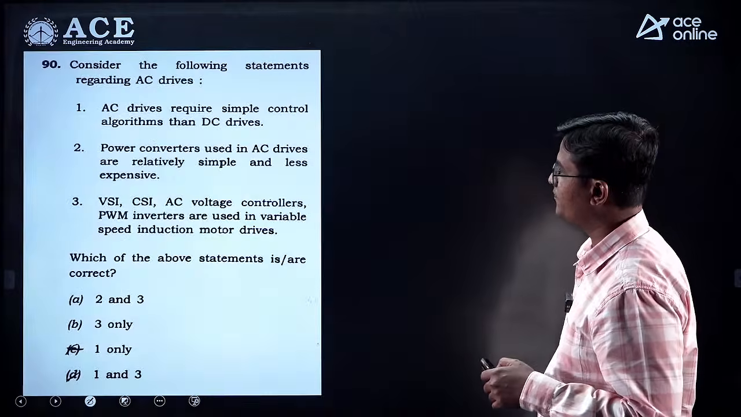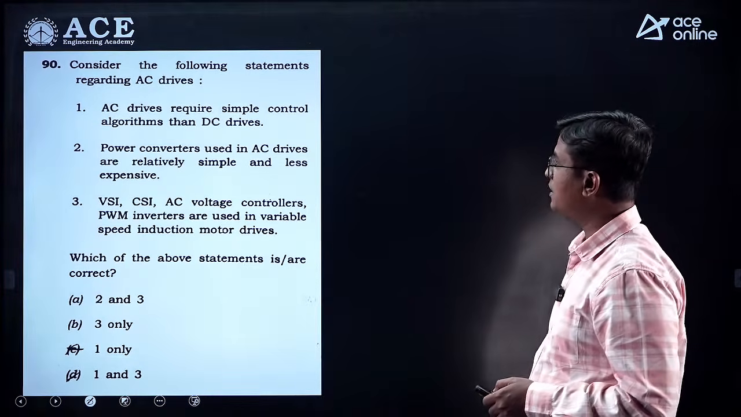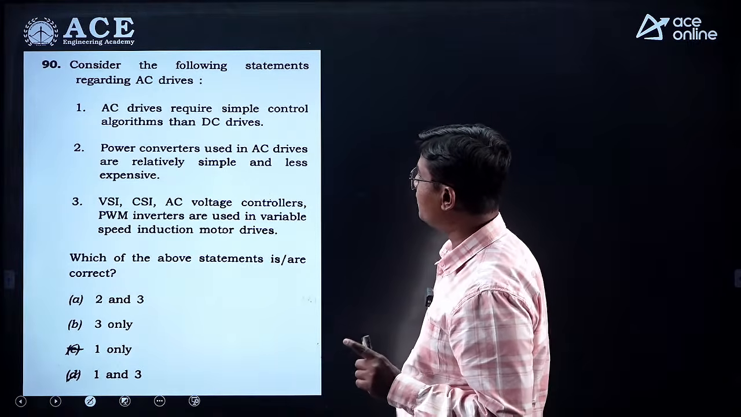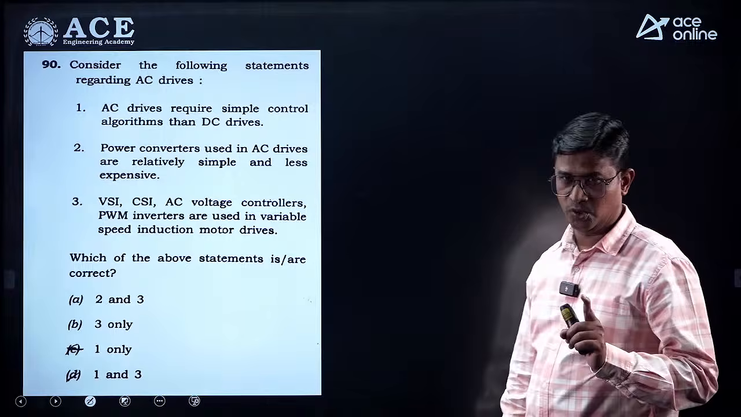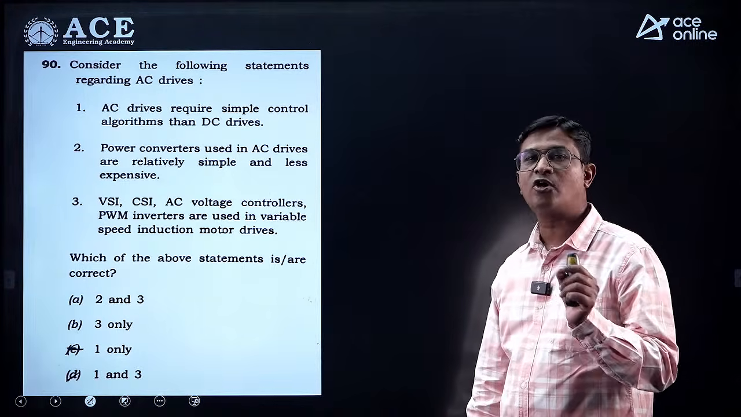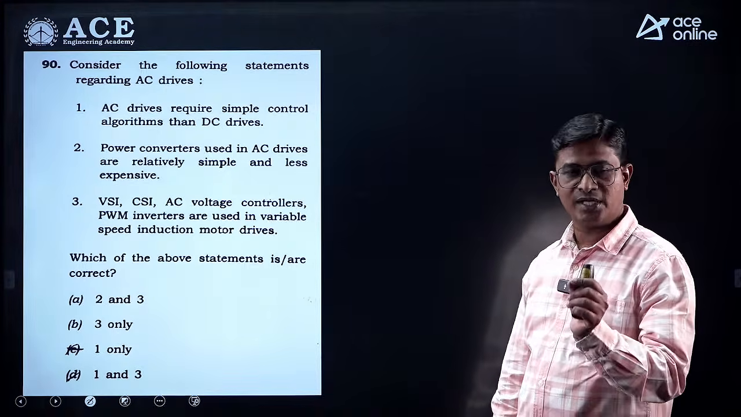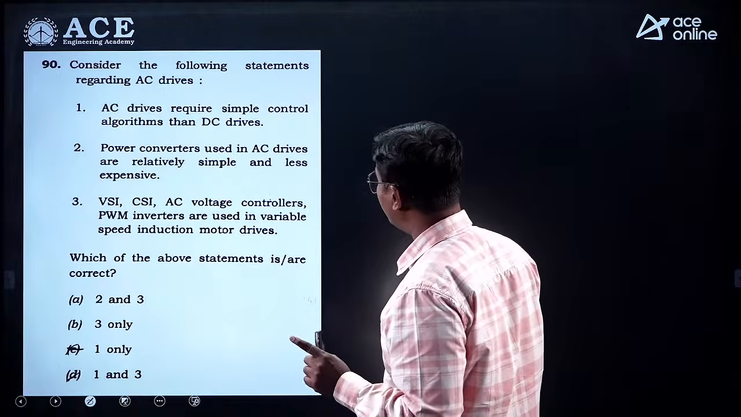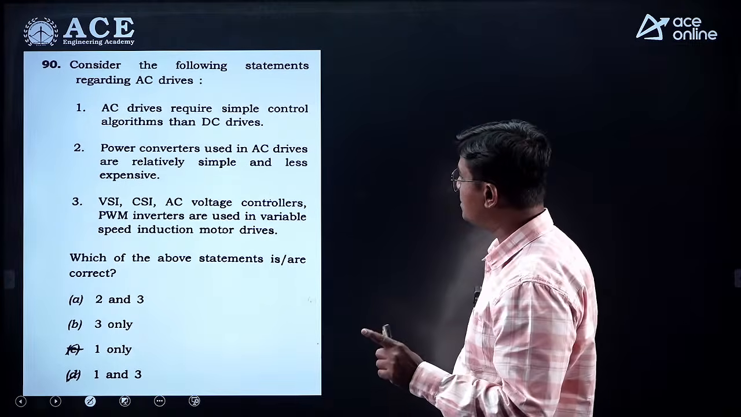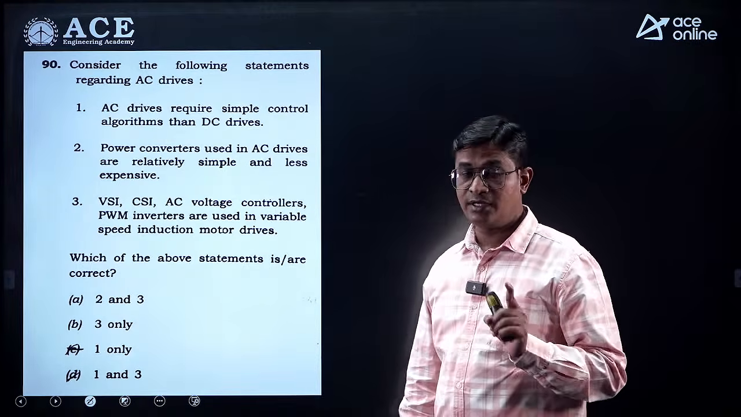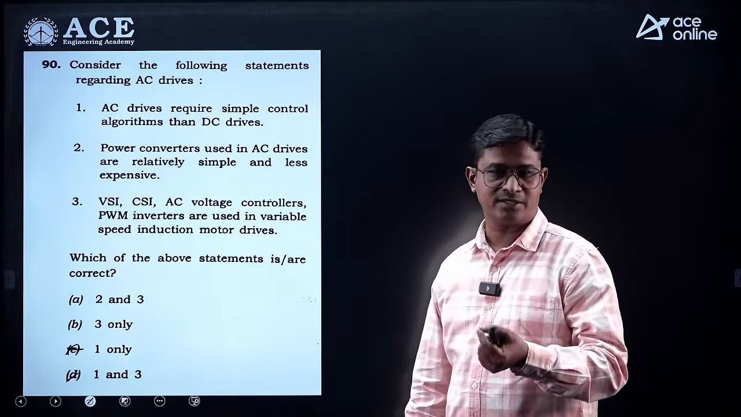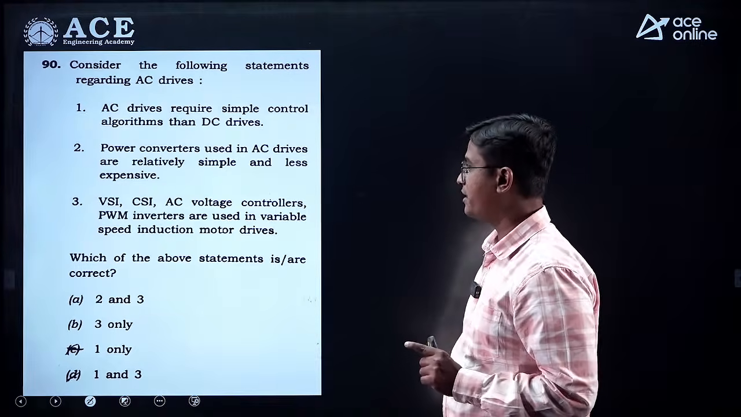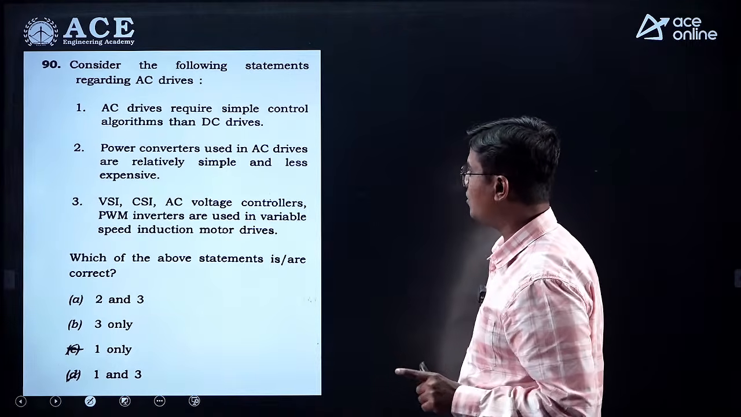Next question. Consider the following statements regarding the AC drives. AC drives require simpler control algorithms than DC drives. No. My AC drives are more complex than the DC drives, so their algorithm is also complex. So statement 1 is not correct. Power converters used in AC drives are relatively simple and less expensive. In AC drives, we are using inverters, AC voltage controllers, cycloconverters. Those are more complicated. So the second statement is also not correct.